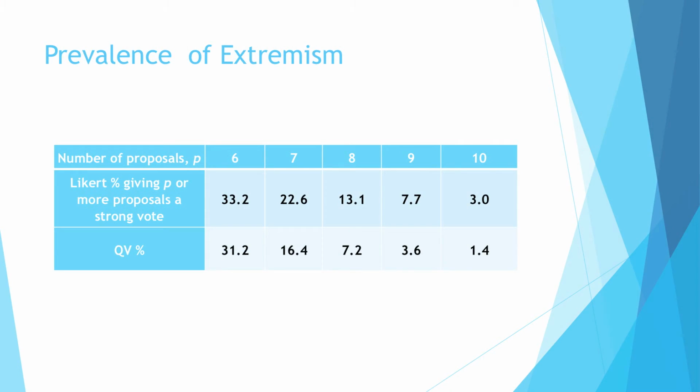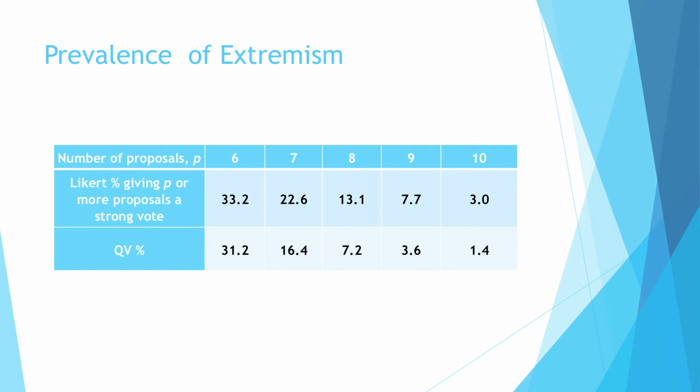How many people gave 6 or more proposals a strong vote in Likert? A third of people care about 6 or more proposals at the strongest possible level of the scale, which is quite interesting. And as you would expect, this number dies out as you demand more and more proposals be given strong votes. But we have 3% of people that give everything on the survey the strongest possible vote, which is like, how could that possibly be? I would like a methodology where that doesn't happen very often. And you can see that QV tends to do about half at these total extremes of the extremism that's going on in Likert. So it sort of holds back extremism.